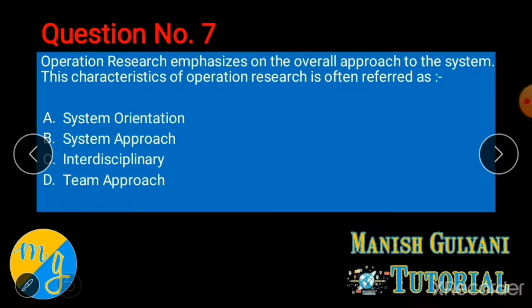Question number 7. Operation Research emphasizes on the overall approach to the system. This characteristic of operation research is often referred to as system orientation, system approach, interdisciplinary, and team approach. First of all, I will explain the characteristics of OR. There are mainly 5 characteristics of OR. First characteristic is decision making approach.